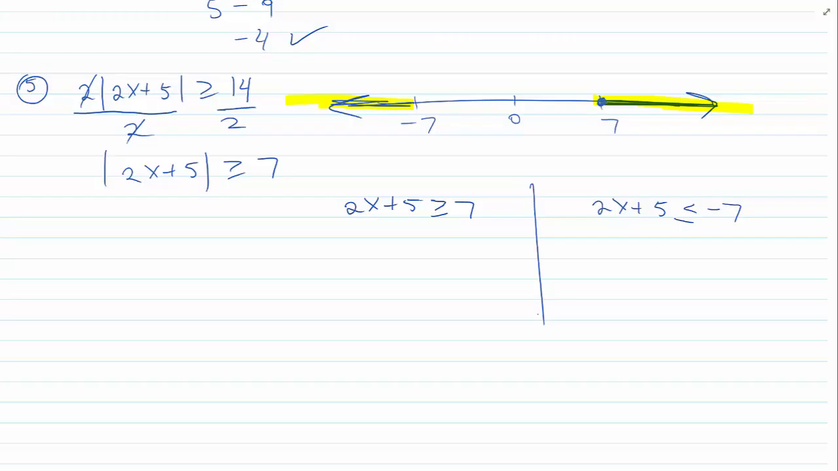So let's solve this. Let's move stuff around. Move 5 away. So 2x is greater than what? And then?